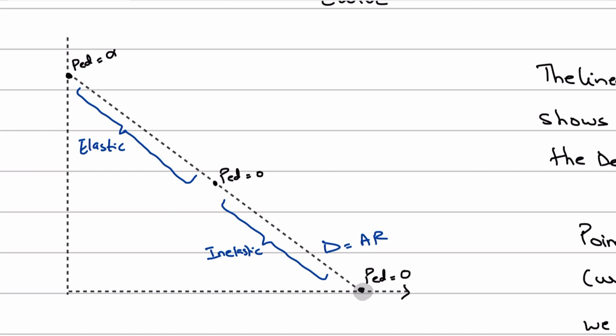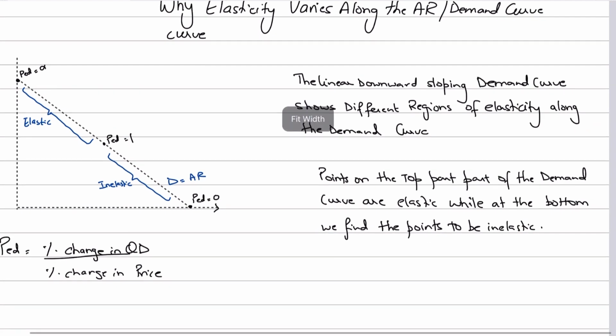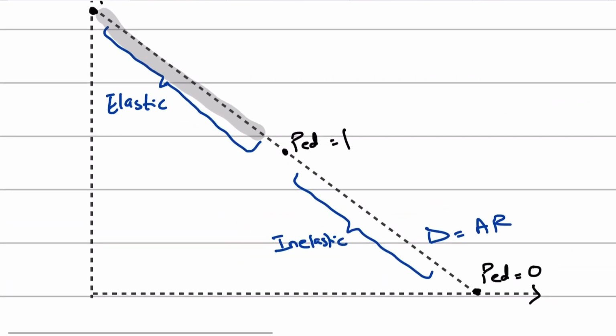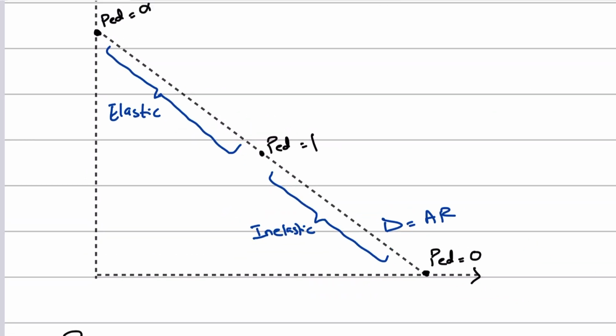And in the middle, the PED is equal to 1. That is, it is unitary elastic, so the value of PED equals 1. In this range, the PED is elastic, while in this range along the demand curve, the PED is inelastic. So a linear downward sloping demand curve is showing us different regions of elasticity along the demand curve. This is a region where demand is elastic, while this is a region where demand is inelastic. And in this video, we're going to learn why.